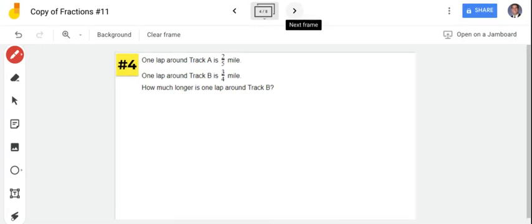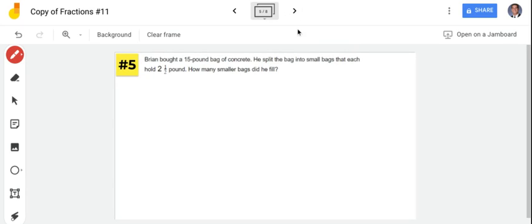Number 4, Track A is 2/5 of a mile. Track B is 3/4 of a mile. How much longer is one lap around track B? So basically, you want the difference between these two numbers. What is the difference between those two numbers? Difference, of course, means subtract. So subtract the longer number minus the smaller number, and that would give you how much longer track B is than track A.